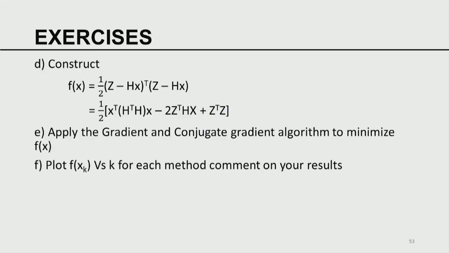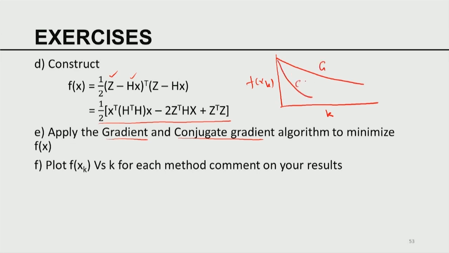We can now consider the quadratic minimization problem, z minus h of x transpose z minus h of x. Z is given, the 18 observations you have already generated, and you already have the matrix. So it is a function of x, this is given by this, this is the quadratic function. To this quadratic function you can apply the gradient algorithm and the conjugate gradient algorithm and compare. And what I would like you to do is plot the value of f of xk for the gradient algorithm and for the conjugate gradient algorithm. You can readily see the value of f of xk reduces faster for the conjugate gradient algorithm compared to the gradient algorithm, because we have already seen from the table that the conjugate gradient algorithm requires a much smaller number of iterations compared to the gradient algorithm. So this will essentially help you to verify the power of the conjugate gradient algorithm in solving problems.